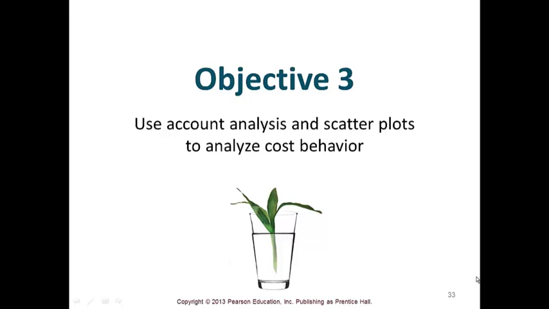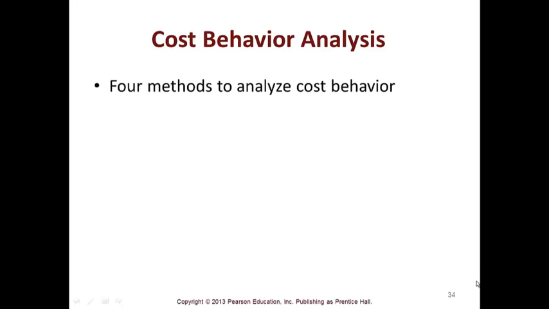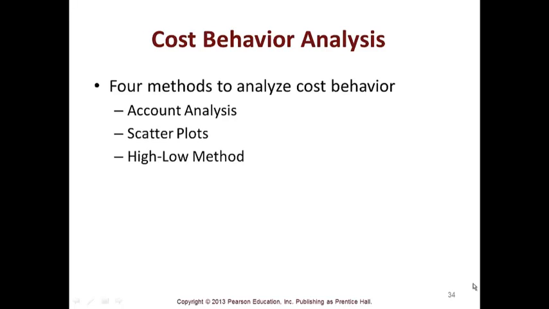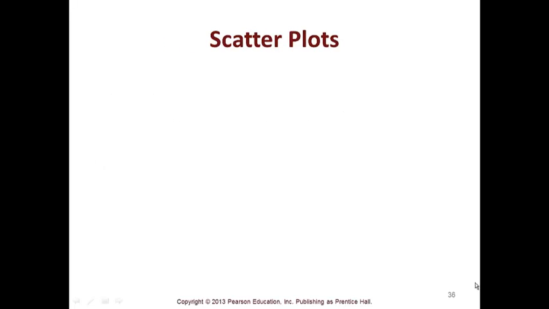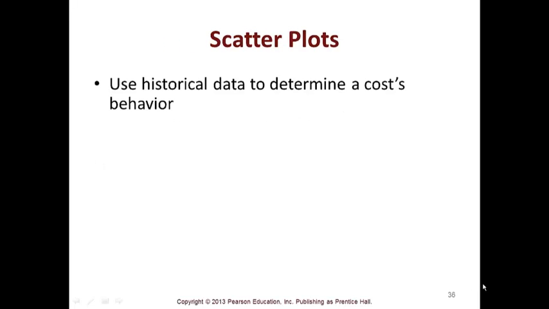Let's talk about Objective 3, using account analysis and scatter plots. There are 4 methods to analyze cost behavior: account analysis, scatter plots, high-low method, and regression analysis. And if you ever took higher level math, you remember learning about these. Account analysis uses judgment to classify each general ledger account. Therefore, it is subjective. Scatter plots use historical data to determine a cost behavior.